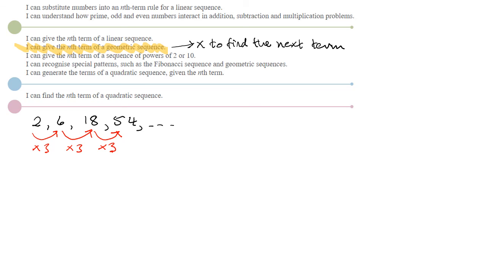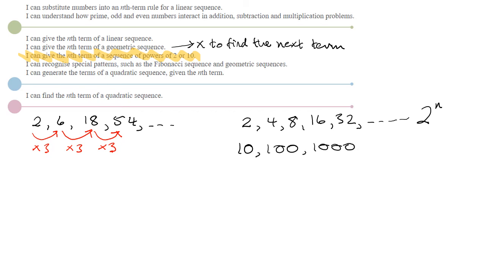You do need to know how to write the nth term rule for a couple of geometric sequences. The most important ones are powers of 2 and powers of 10. Powers of 2 would be a sequence that goes 2, 4, 8, 16, 32, where you double each time. The nth term rule for this is 2 to the power n. And powers of 10, well, that's 10, 100, 1000, and so on. The rule for this would be 10 to the power of n.